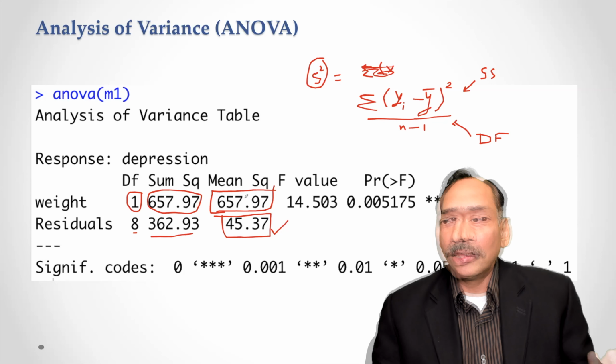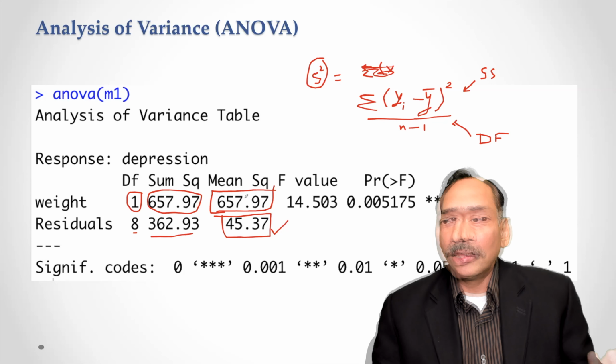The first column in ANOVA is always source of variation, where that variation is coming from. The total variation in our case is broken into two. One is based on our regression model, and the second one is unknown, unexplained. We don't know why that variability comes, so that goes in residual error.